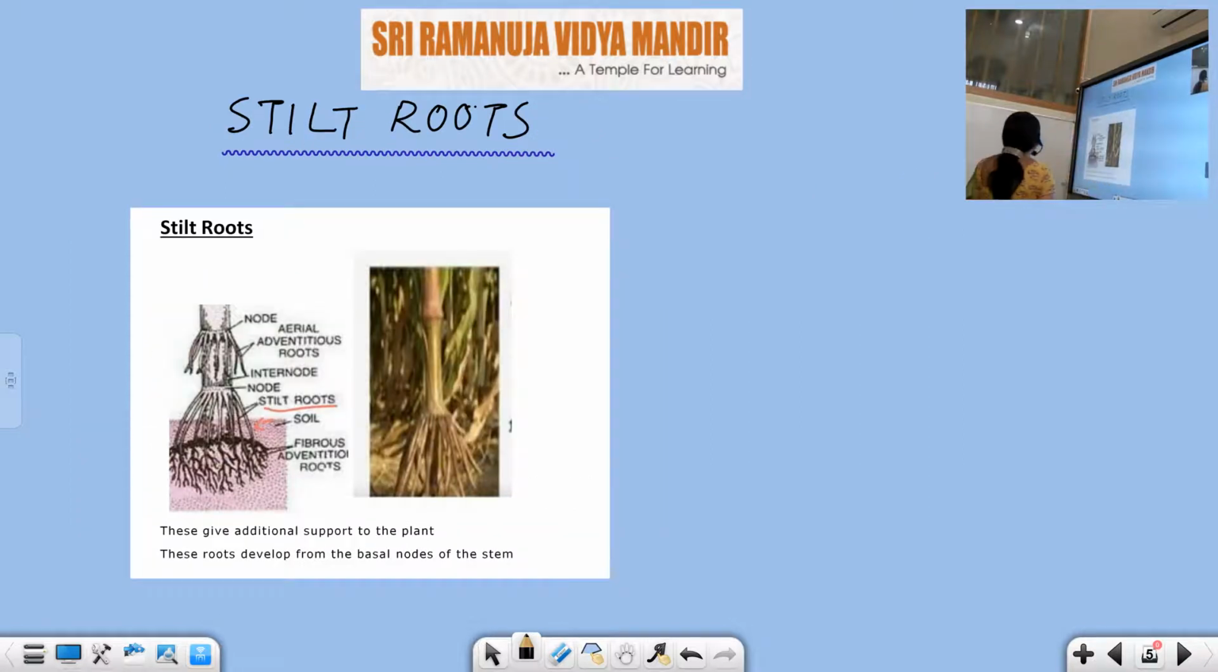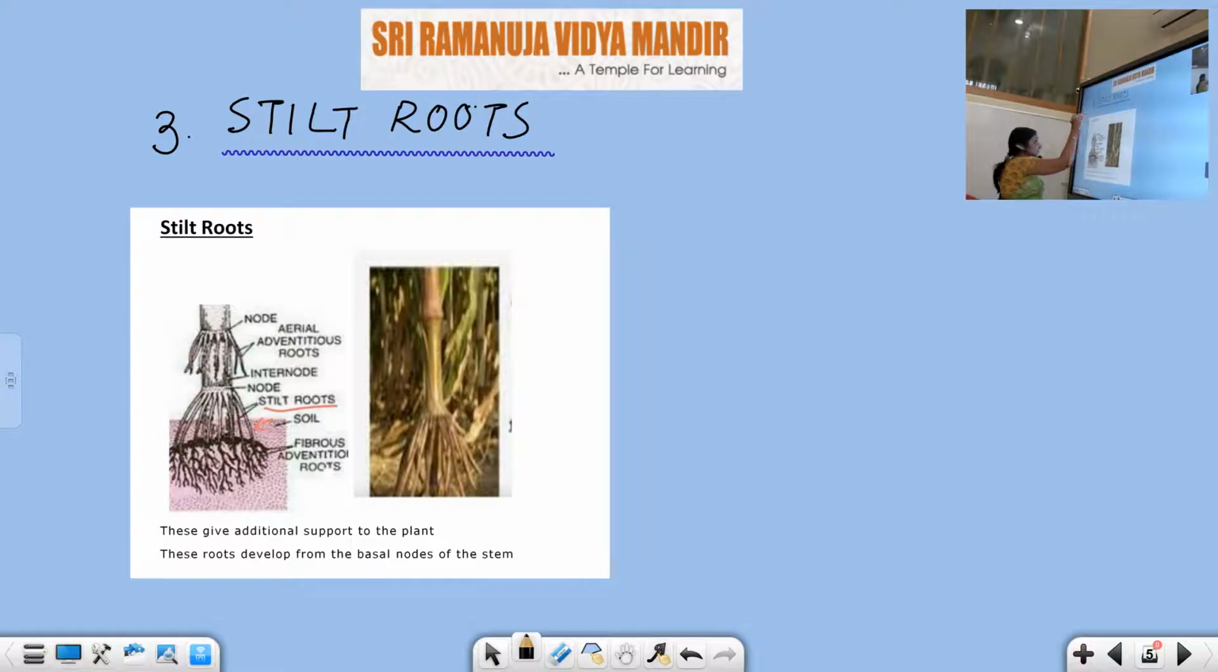Now come to our next topic, stilt root. This is the third modification. See, in both the modifications, storage roots and prop root, the root is performing a new function. In storage root, food material is stored in roots. That is actually not the actual function of root. And in prop root, roots are giving additional support. So this is also not the actual function. Like that, stilt root.